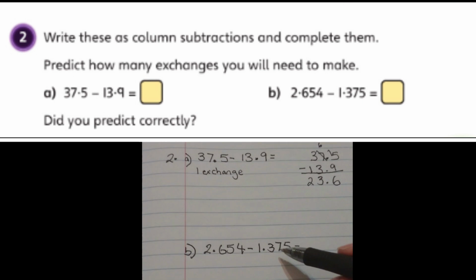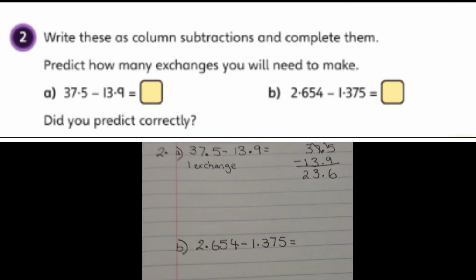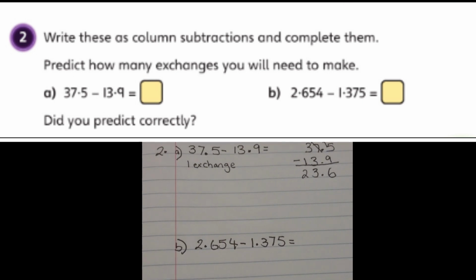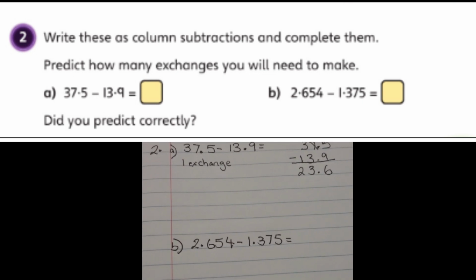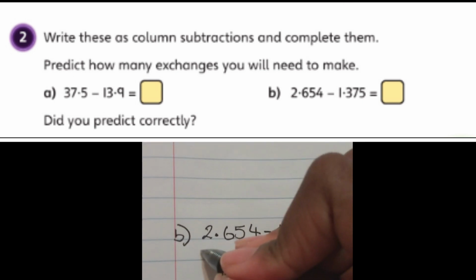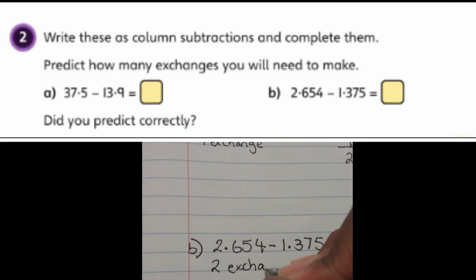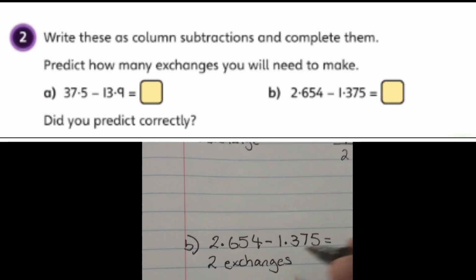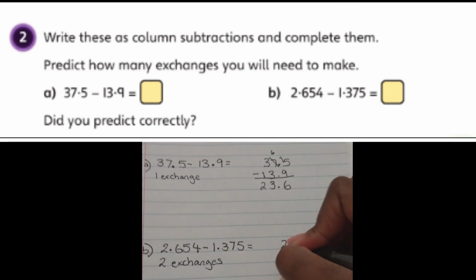I'd have to regroup again. 6 take away 3. Even if I steal from the 6 and it ends up being a 5, I can still do that. So I think that's fine. And 2 take away 1, I'll be able to do. So this looks like I'm going to have 2 exchanges. That's my prediction. Let me work it out now and see what happens.